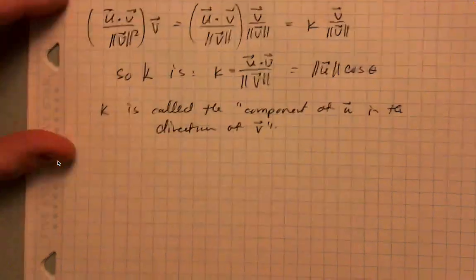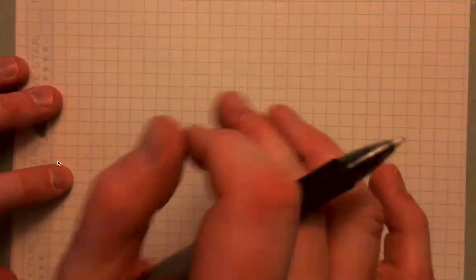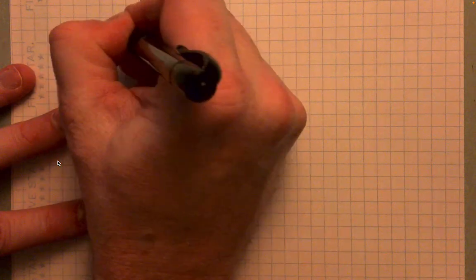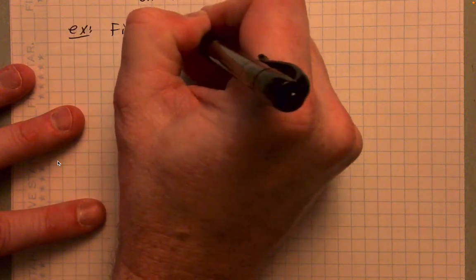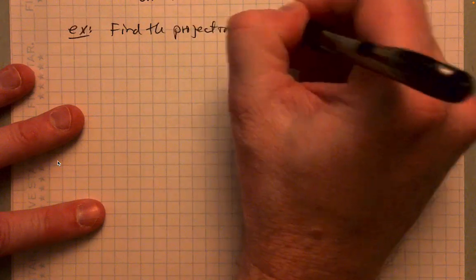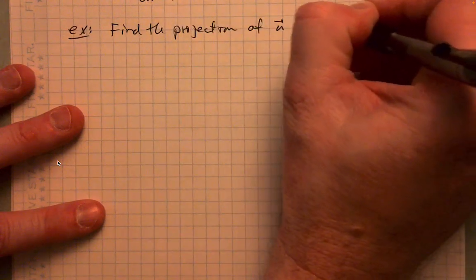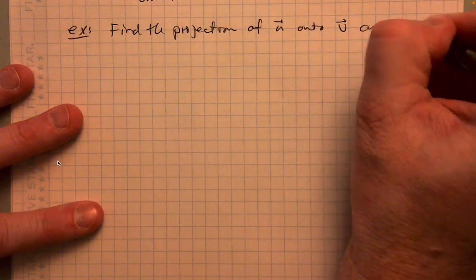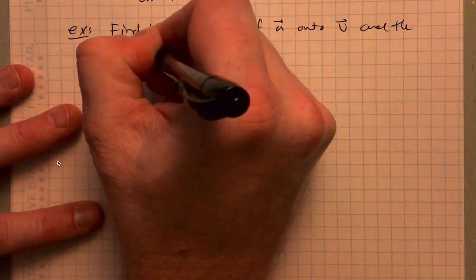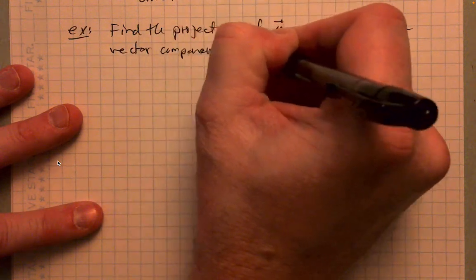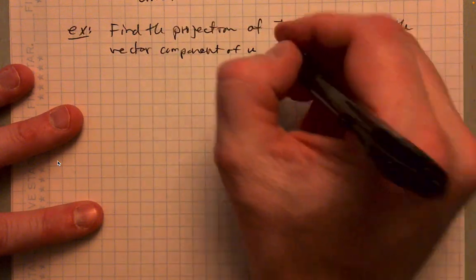Let's do an example. Let's see how this works out in an example. Sometimes it's easier to see these things when you have actual numbers. So let's find the projection of U onto V and the vector component of U that's orthogonal to V.